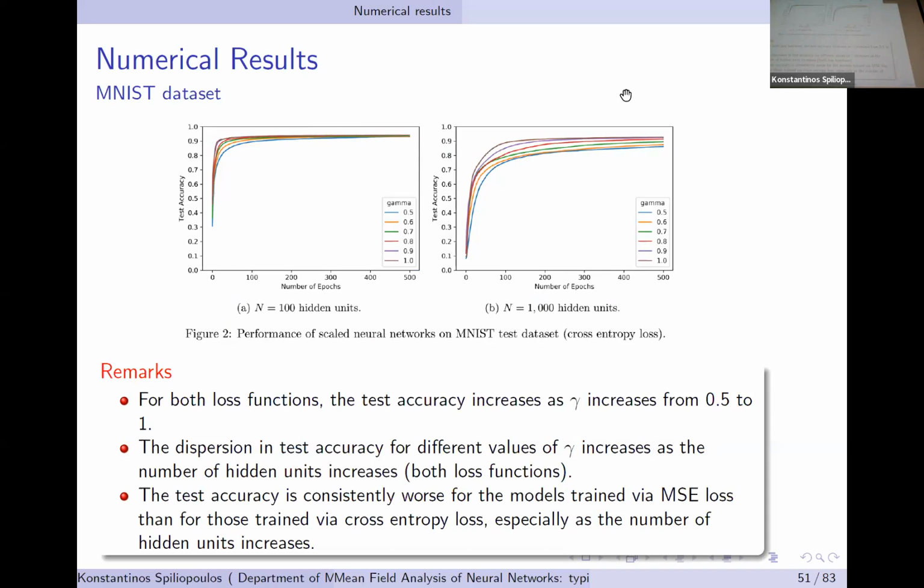But the point is that even for cross entropy loss, for which we don't really have the theory, as it was developed only for the mean square error, you still have this monotonic behavior with respect to gamma. So gamma equals 1 always performs better and is always monotonic. And again, here I didn't try to optimize anything. It was essentially trying to compare apples to apples.